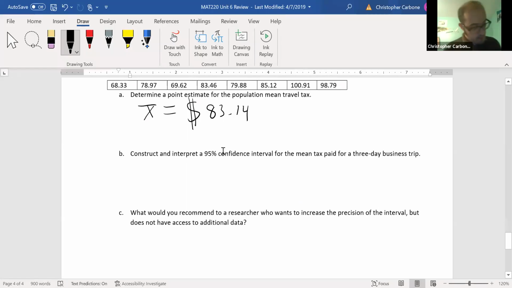So let me write that first. So lower bound would be $73.17, and the upper bound would be $93.10.